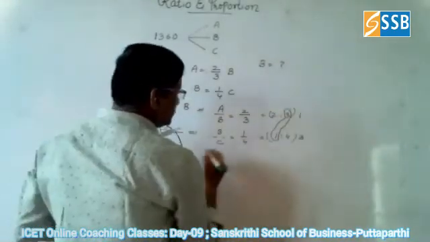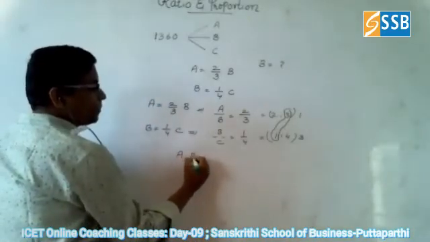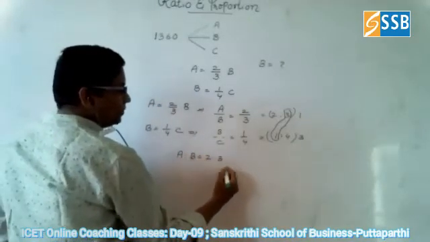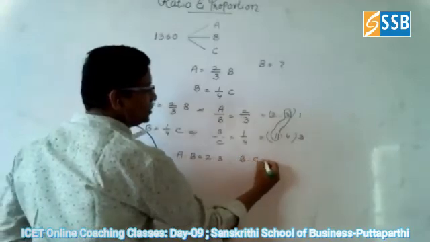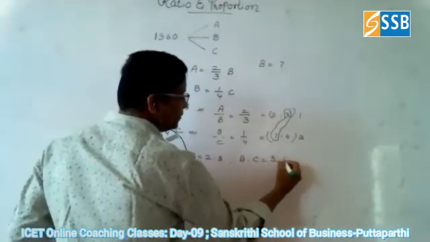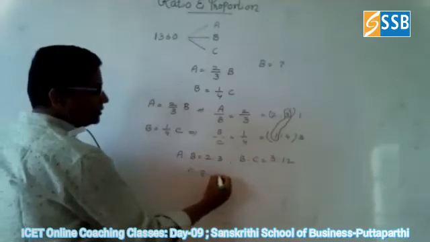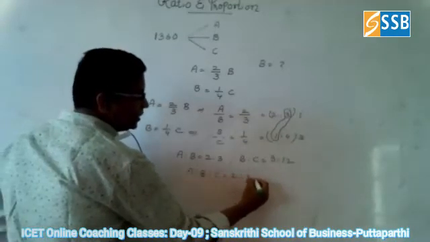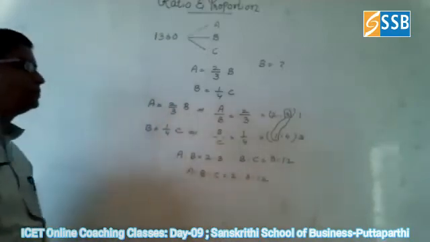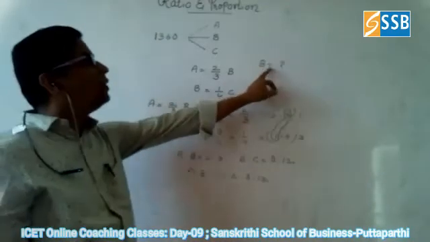So if you get it, what is the A is to B now? 2:3, multiplied by 1. As well, B is to C is equal to 3, 1 3s are 3, 3 4s are 12. Now what is the A is to B is to C? 2:3:12. Now we want B's part.